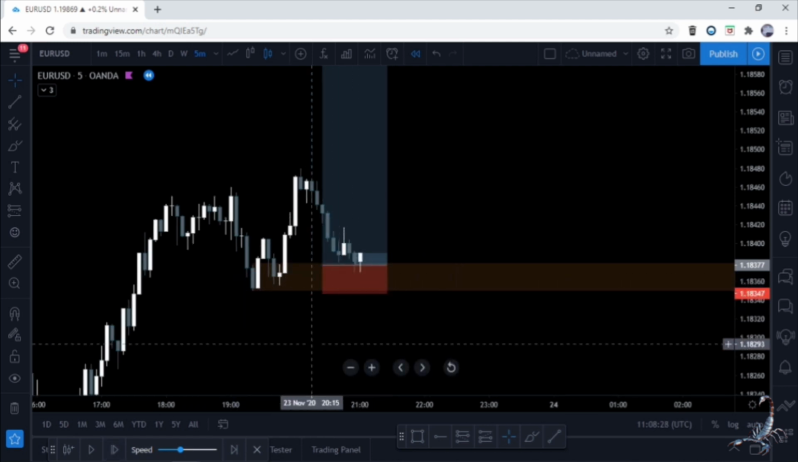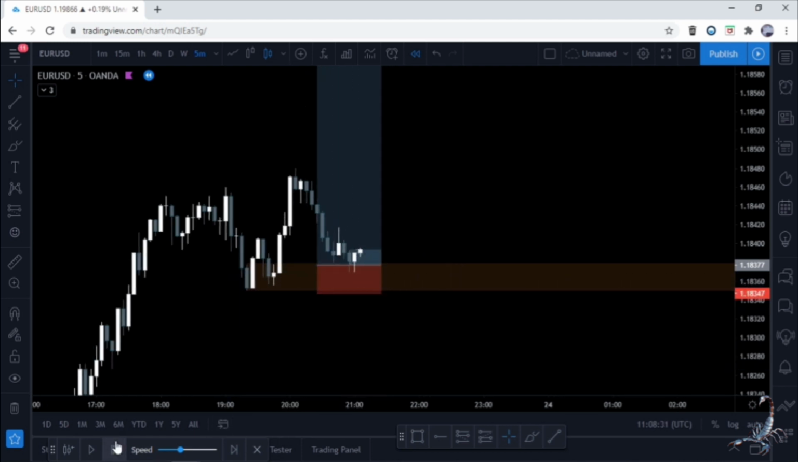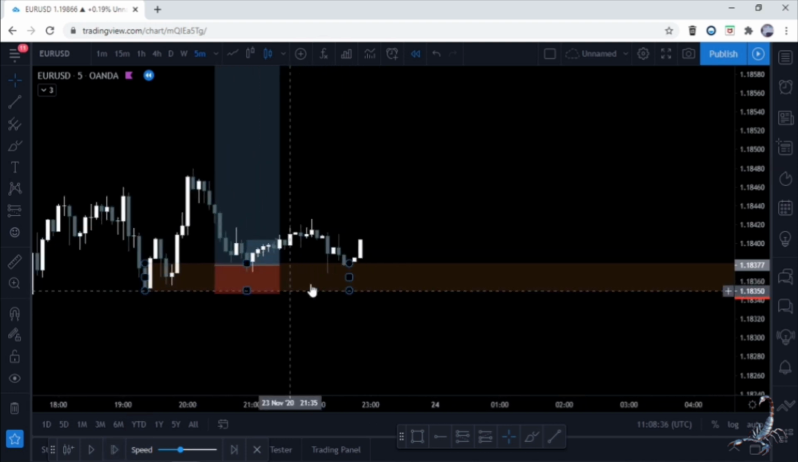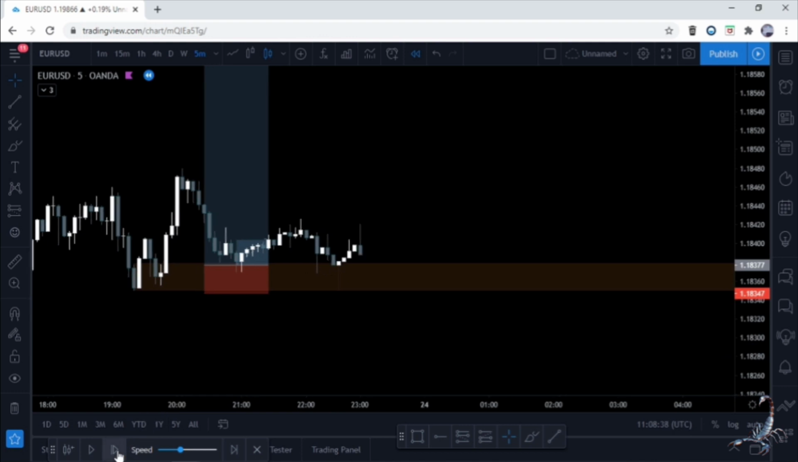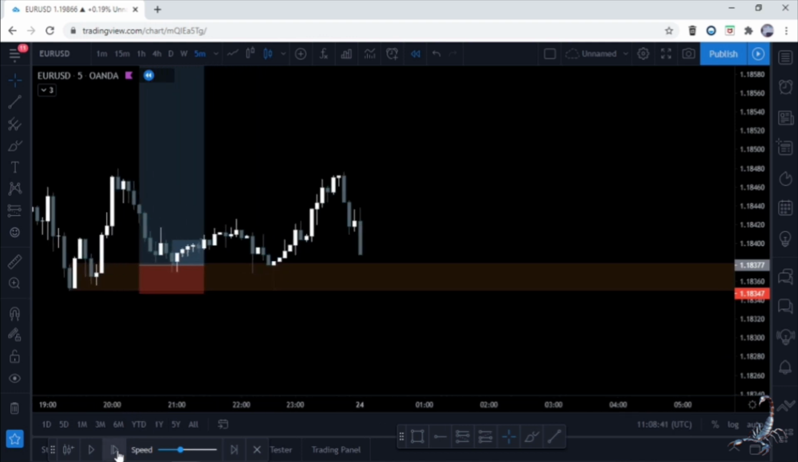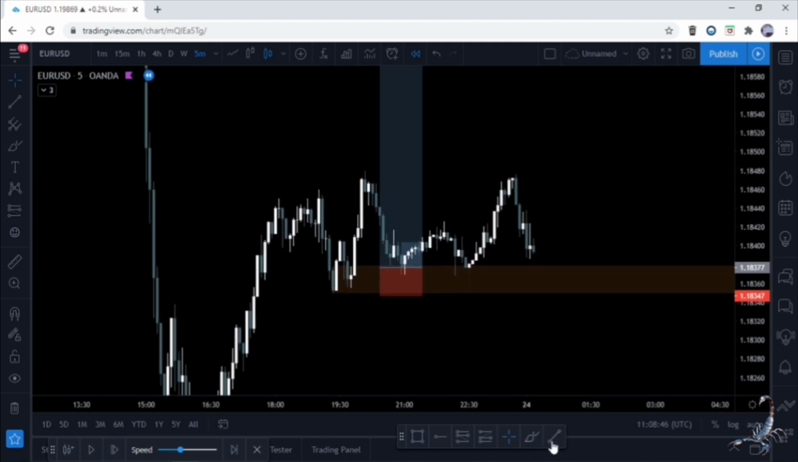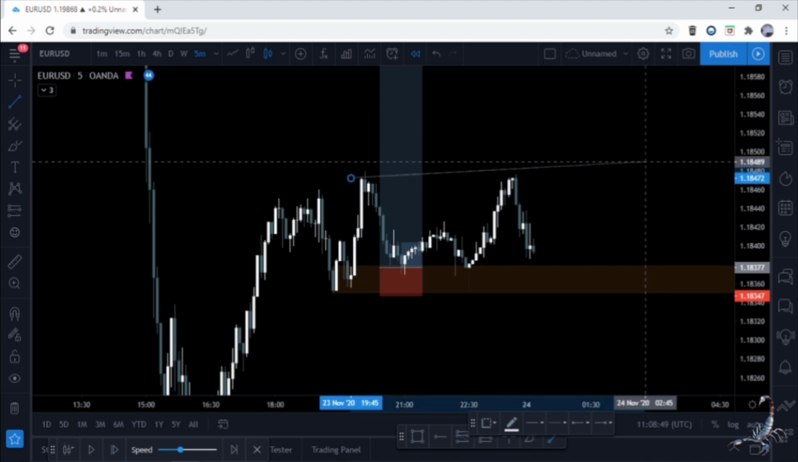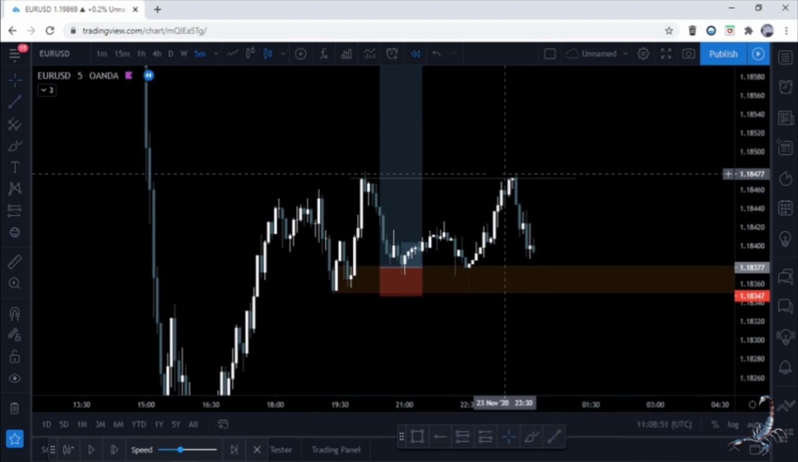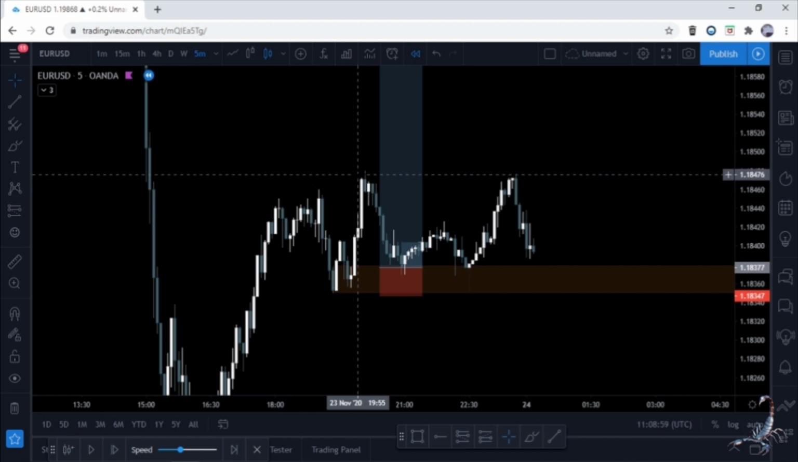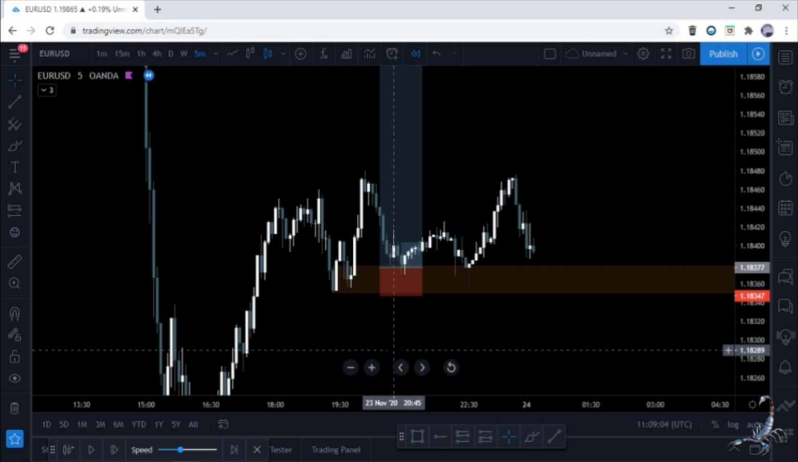So price taps into the order block, taps into it a few more times, and then continues up. So what happens here is price comes to this level, and because of this you could move your stop loss to break even, because that would be your first target, which would be then the previous high, although I like my targets at the wicks right at the top of the candles.